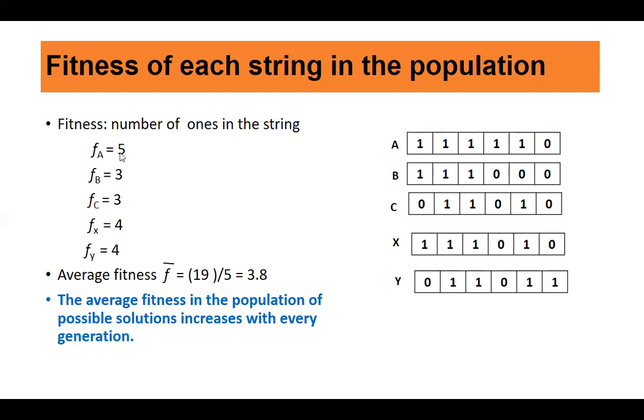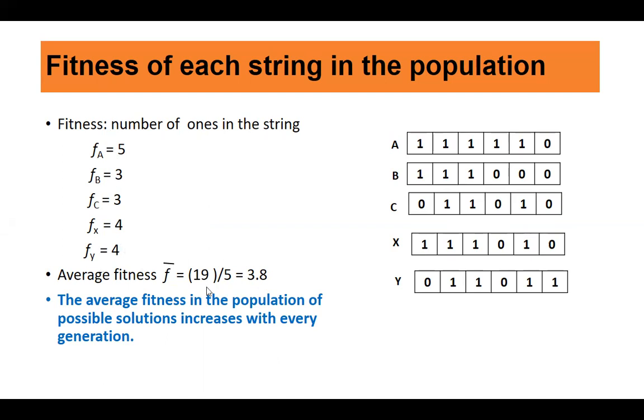Very simple. Similarly, fitness of string B is 1, 2, 3. Fitness is 3 because there are only 3 ones. Fitness of string C is 3. Similarly, fitness of string X is 1, 2, 3, and 4. Y is also 4. Then you calculate the average fitness. The average fitness is nothing but the summation of all these fitness values divided by the number of individuals in the population.